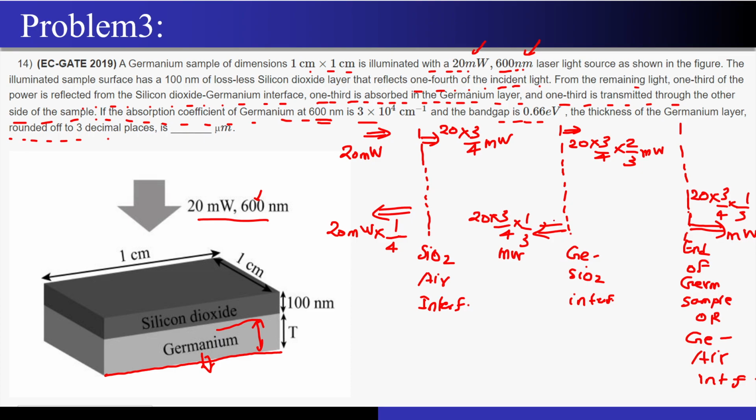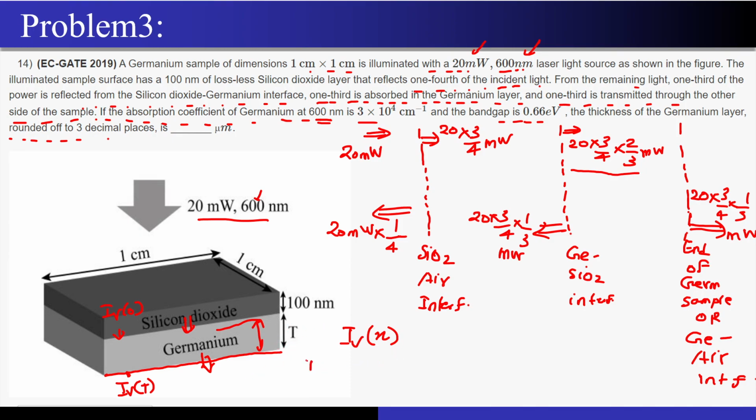So what has actually happened, let's see. I was incident with 20 into 3 by 4 into 2 by 3 milliwatts of power. This is what got injected from the SiO2 to germanium interface into the germanium material. So the I(x) that we have: if I define I(0) over here, and at this point I define I(T), because this is the thickness of the germanium layer.